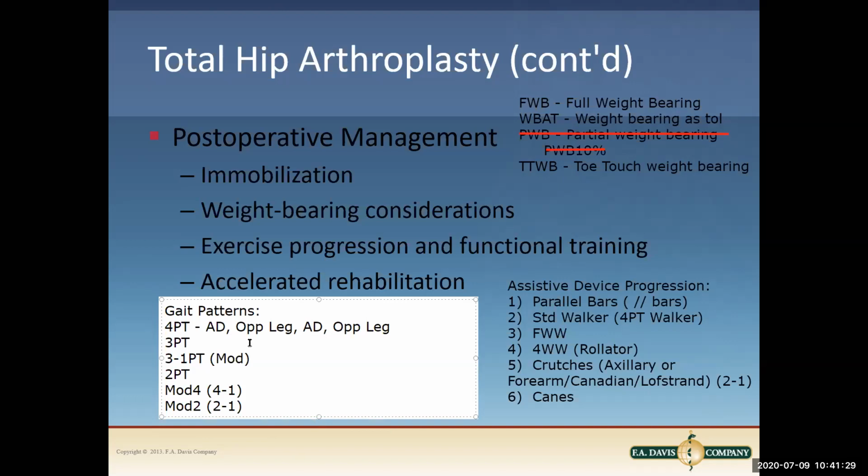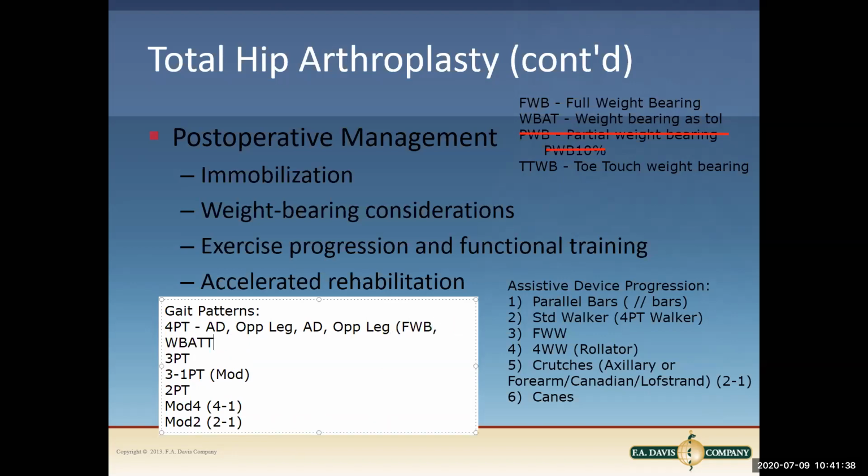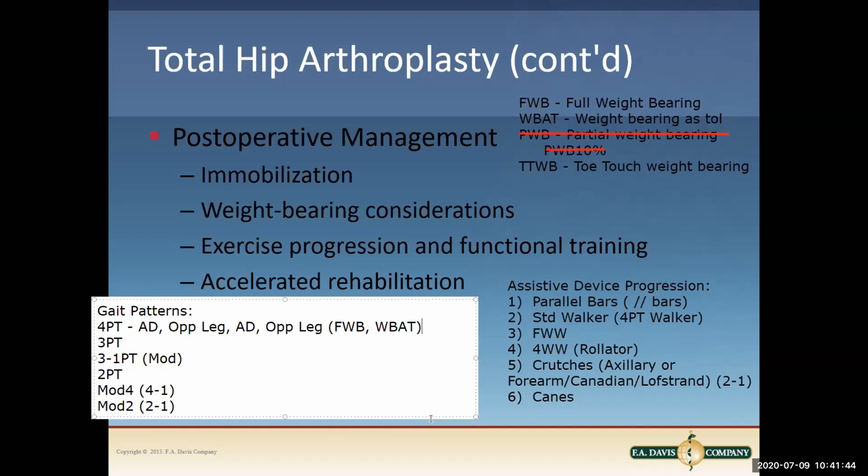No one? Okay. In order to have 4-point, you either have to be full weight bearing or weight bearing is tolerated. If you're partial weight bearing or toe touch weight bearing or not, oh, I forgot to put that up there. We also have non-weight bearing, right? Forgot that weight bearing pattern. See, no one caught me on that. You can't do a 4-point pattern.